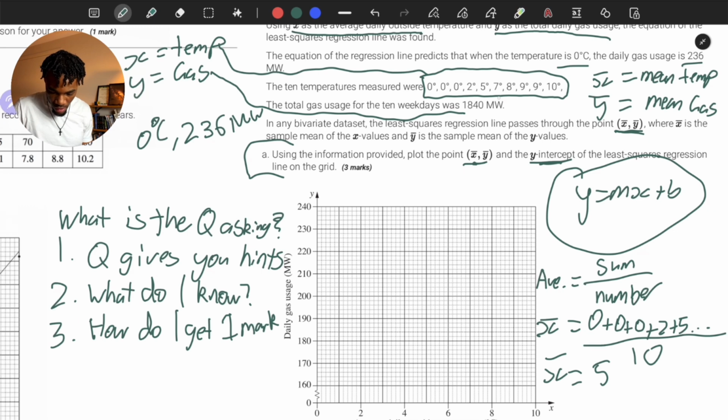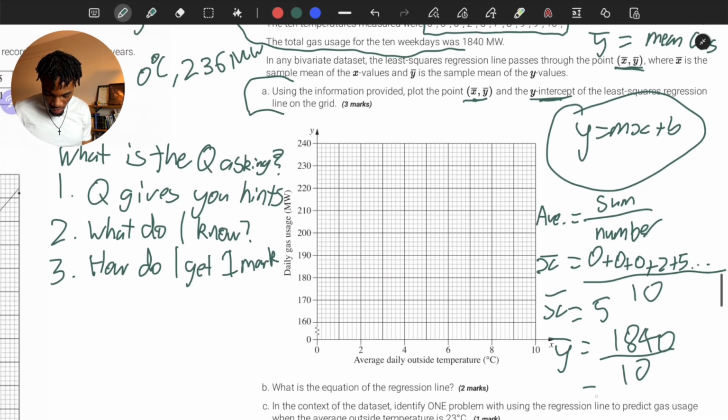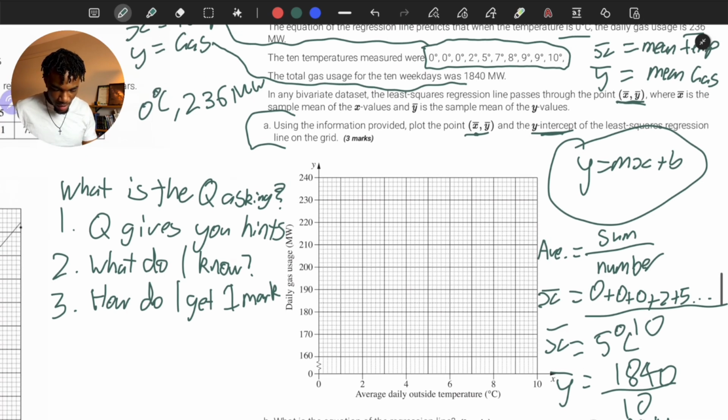And then we can also find the average of this by doing the same thing. The sum was 184, and we have 10 data points. That's going to give us a value of 184 megawatts.